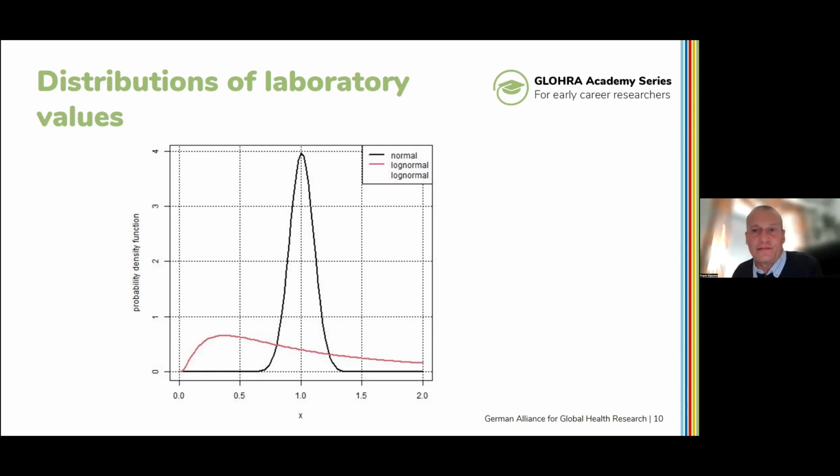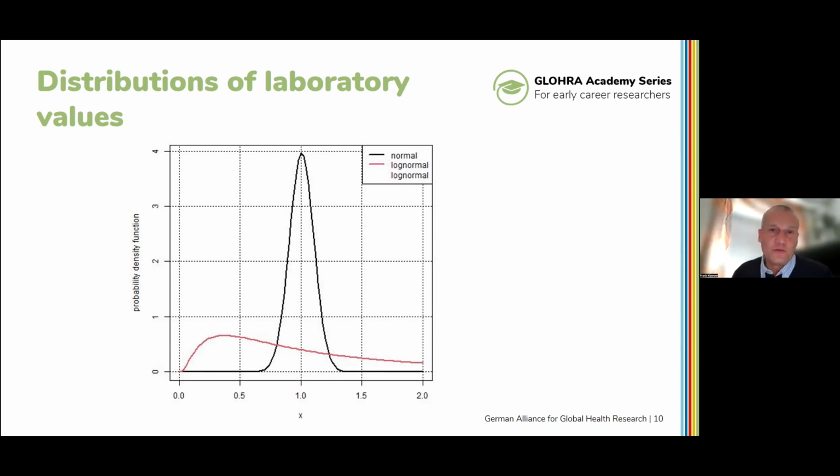And this is why you often have this right skewed distribution. So you have a small amount always there, sometimes a bit more, but it's not controlled. And actually, if something happens, then you get really large values. The same applies to other organs like liver values and kidney values and so on.